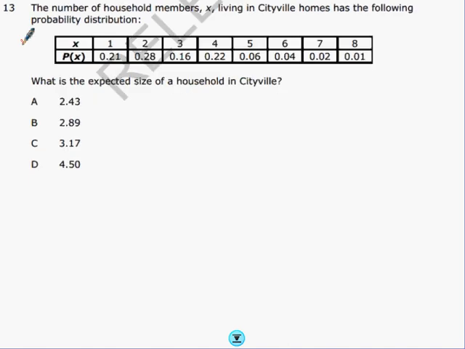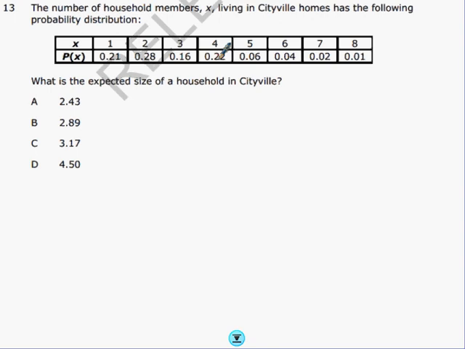Okay, this is a problem we had difficulty with the other day. And what I want to do is simplify the problem. This is probability, so these are percentages. What I want to pretend is, instead of percentages, these are the number of houses in Cityville that have this number of occupants. For example, for this case right here, I want to pretend that there are 21 houses out of 100 that have one person in a single person household, and I want to pretend that 28 of the houses have 2 people in them, and 16 of the houses have 3, and so on and so forth.